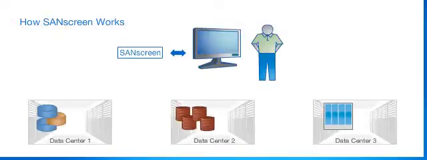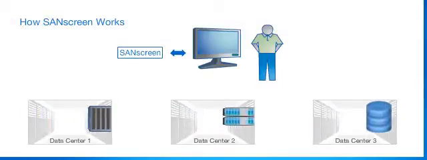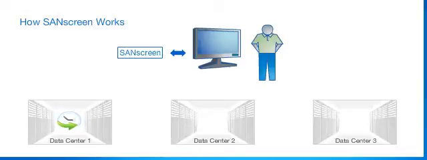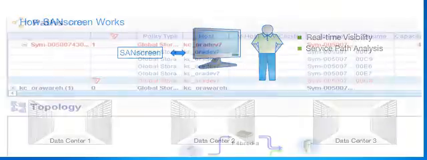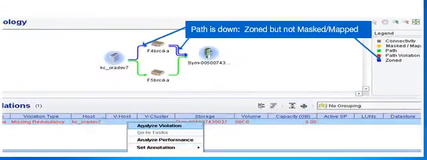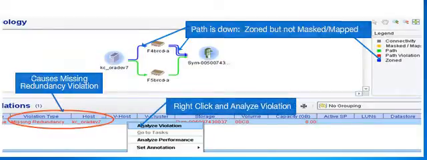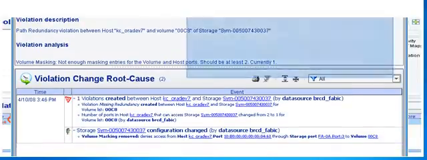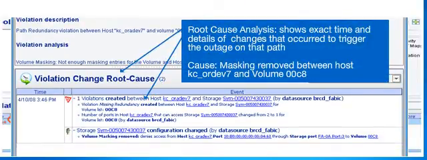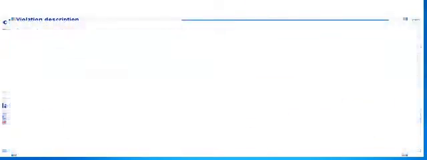SANscreen monitors and logs the changes made to the infrastructure in real time. It automatically assesses the impact of changes on all corresponding storage services and applications. SANscreen identifies the service violations and automatically provides timely alerts on changed information, along with detailed root cause analysis for faster triage and quick remedial action.